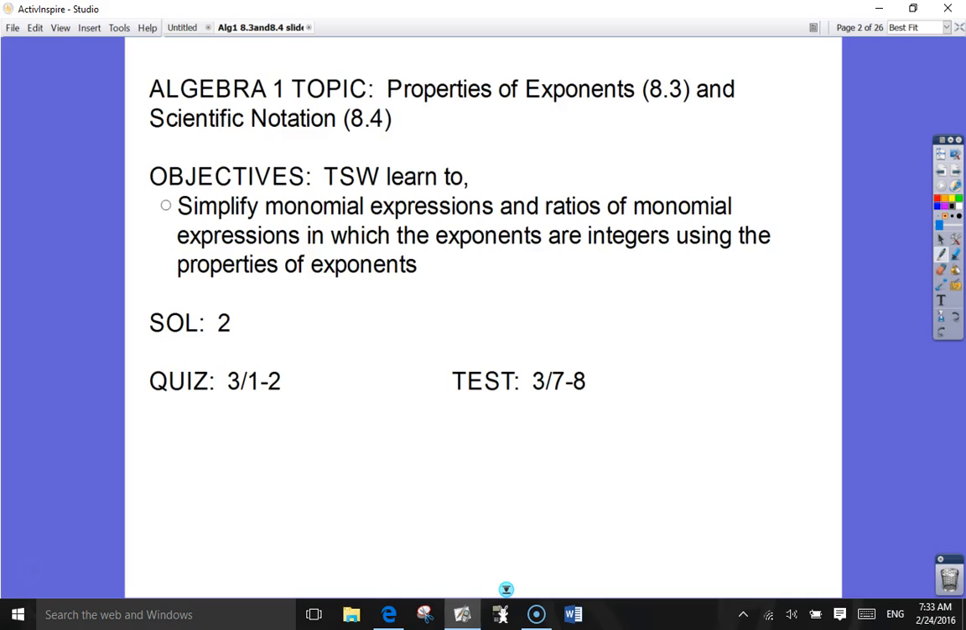Okay, so we're going to finish the properties of exponents, and then we're going to do scientific notation. How many have had scientific notation before? Probably everybody, right? Sure. So, quiet, please.